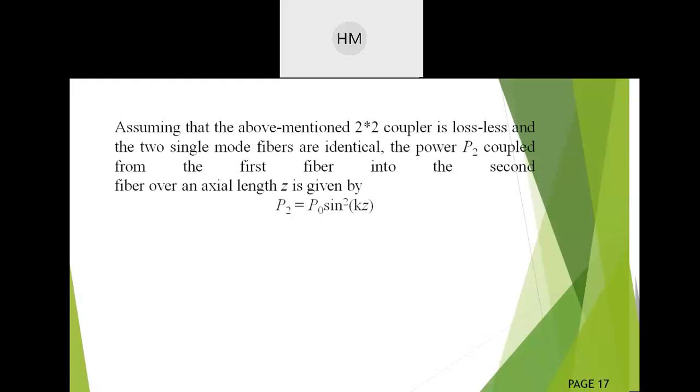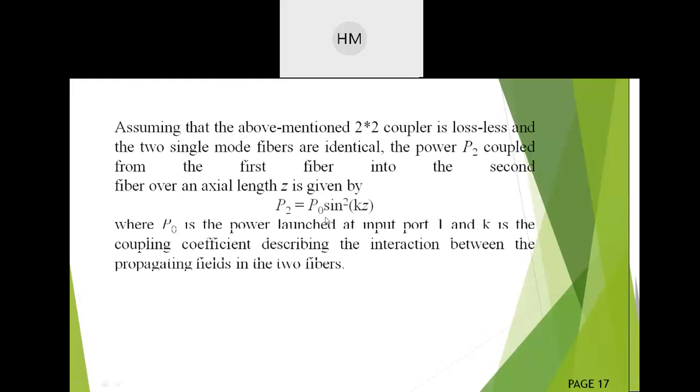Now, assuming that the above mentioned 2x2 coupler is lossless and the two single mode fibers are identical, the power P2 coupled from the first fiber into the second fiber over an axial length Z is given by P2 is equal to P0 sine square Kz. This is the power coupled from the first fiber into the second fiber over an axial length Z. जो हमने फर्स्ट फिगर बनाया है, उसमें जो कपलिंग रीजन है उसकी एक्सियल लेंथ हमने Z assume की है and we are getting the power launched is this.